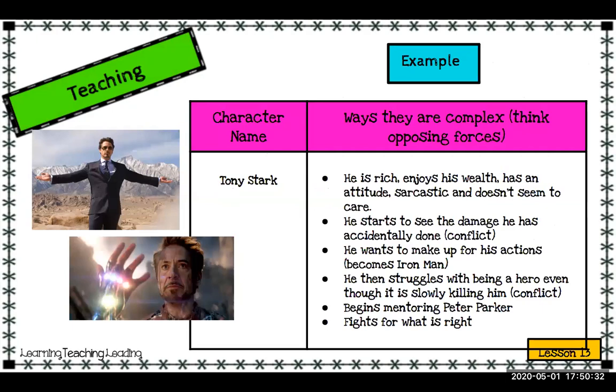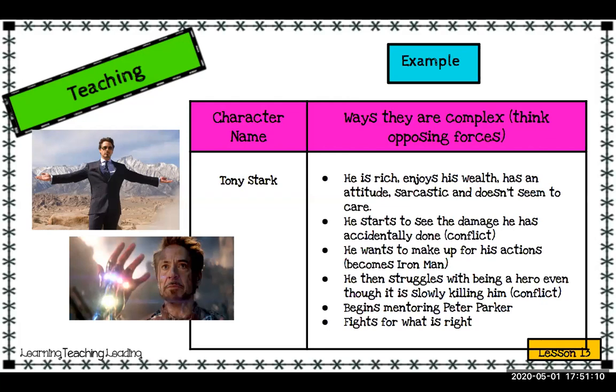Tony Stark is pretty much a standard complex character. Yet he's kind of the guy you love to hate. In the beginning of the Iron Man series, you kind of hate him a little bit. He's rich, wealthy, has an attitude, he's sarcastic, doesn't really seem to care. He's pretty much into himself. As the Iron Man series goes on, he starts to see the damage he has done through his business. And then he starts to realize he wants to make up for his actions. This is when he becomes Iron Man.